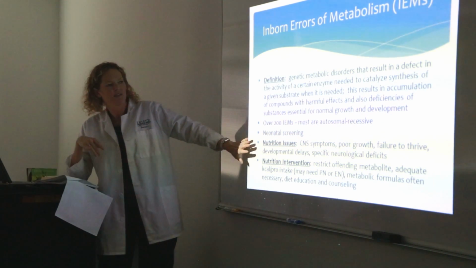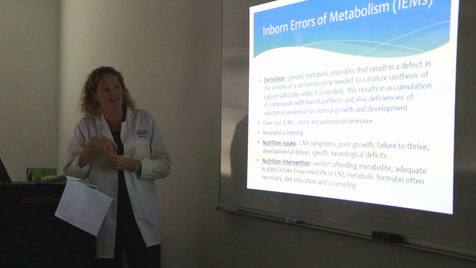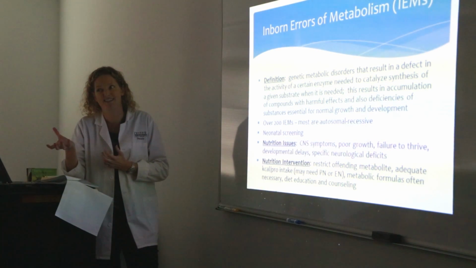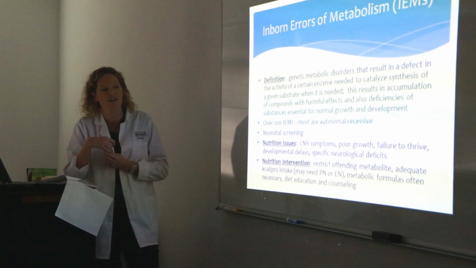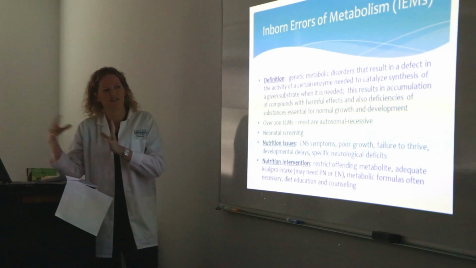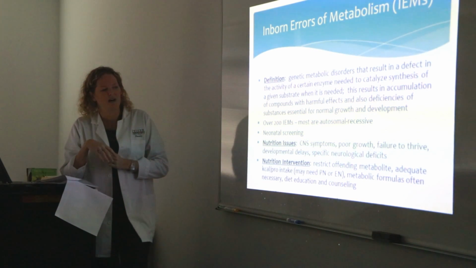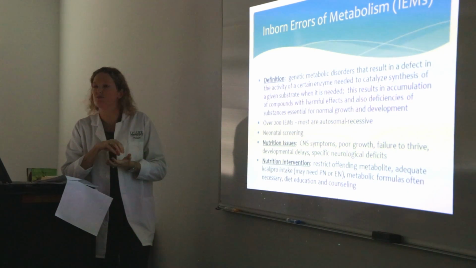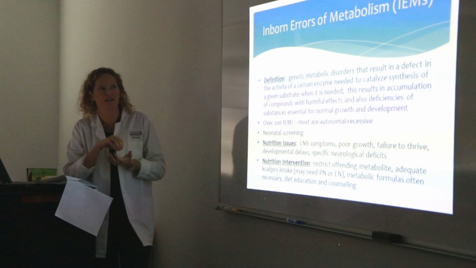Nutrition issues are going to affect their central nervous system. They're going to have poor growth because they're not going to tolerate the formula or breast milk. Failure to thrive, developmental delays, neurological deficits that can be specific to the disorder. So as soon as we find out what disorder they have, we need to restrict whatever that offending metabolite is.